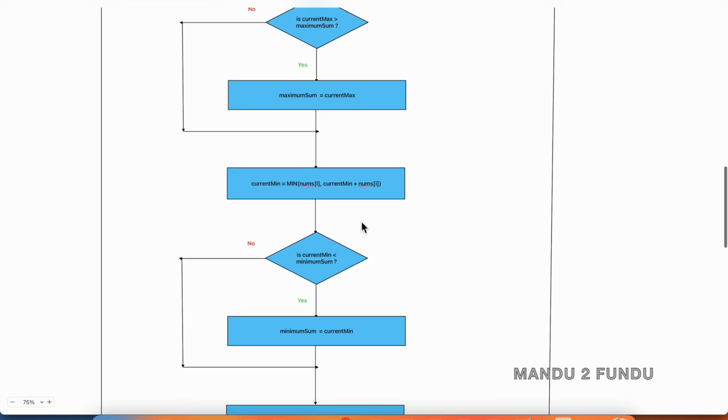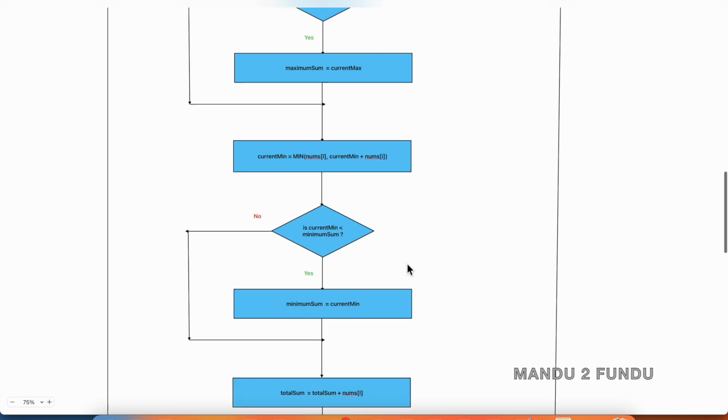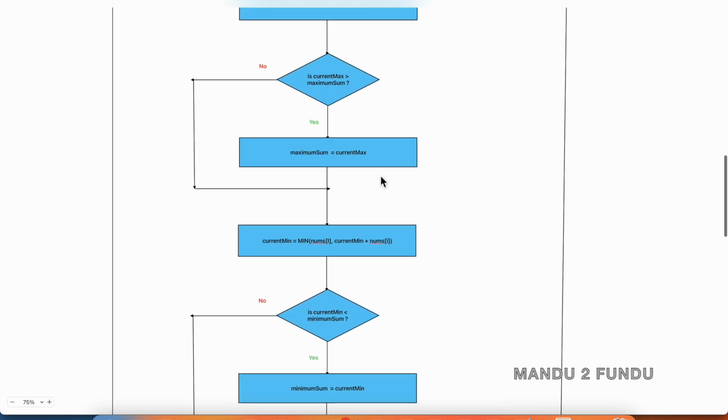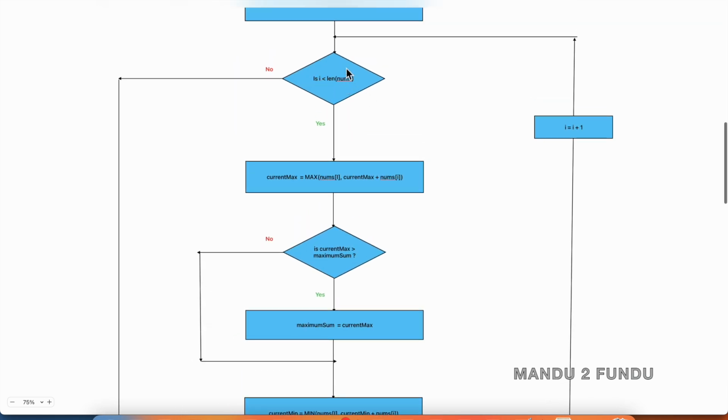Similarly, the current min is calculated by finding the minimum among the current element and the sum of the current min and the current element. Whichever is lesser gets assigned to current minimum. Then the current minimum is checked against the minimum sum. If the current minimum is less than the minimum sum, then the minimum sum will be updated with the current min value. And then the current element value is added to the total sum. We repeat this until we process all the elements in the input array.